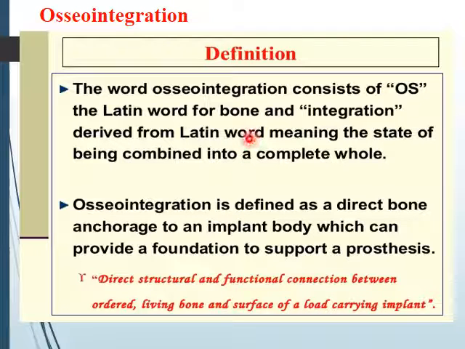Definition of osseointegration: the word osseointegration consists of two parts: osseo, which is the Latin word for bone, and integration, also derived from Latin, meaning the state of being combined into a complete whole. Osseointegration is defined as a direct bone anchorage to an implant body, which can provide a foundation to support a prosthesis. It is a direct structural and functional connection between ordered living bone and the surface of a load-carrying implant.